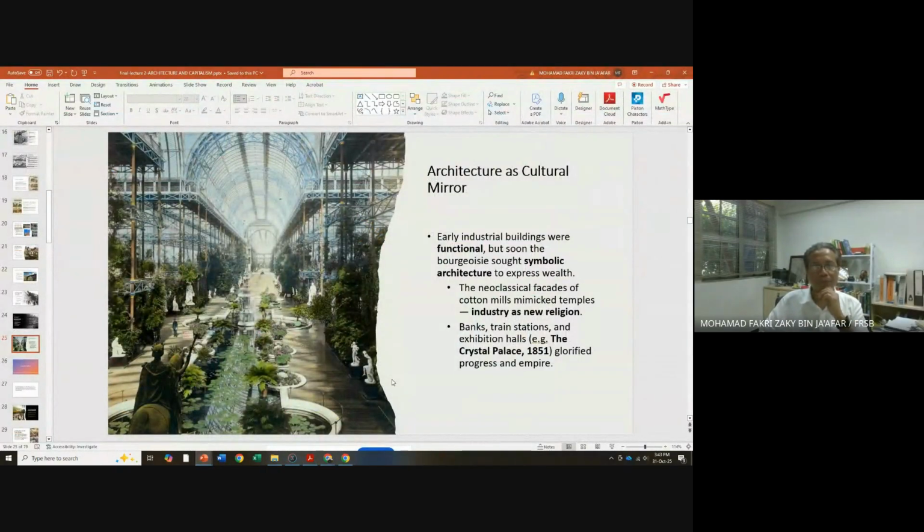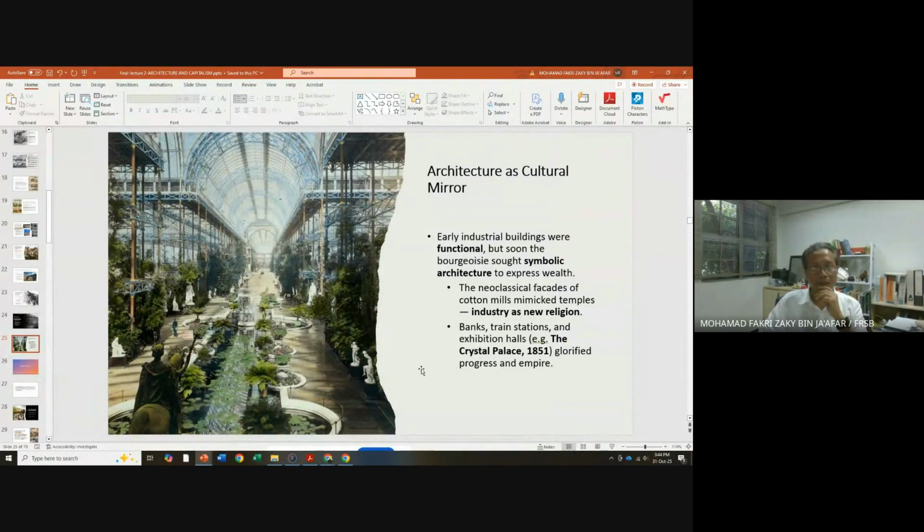So with the Crystal Palace, something else also happened. It was not only functional, but it became a symbol of power: the power of Britain, the power of new technology, the power of a new way of thinking. If in the past palaces, mosques, cathedrals, or emperors' residences were the hallmark of grand architecture, now banks, train stations, and exhibition halls glorified the progress of the empire. It also gave rise to a certain group of people we call the bourgeoisie. I don't know really how to pronounce it, but these are the people who make money or create wealth out of the new ventures arising from the Industrial Revolution.